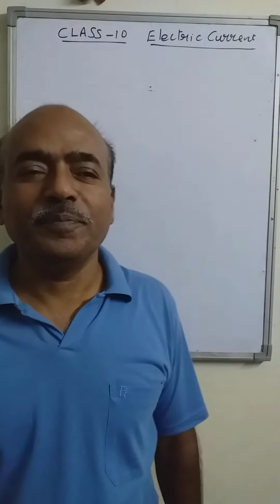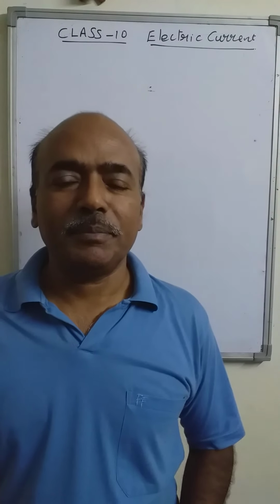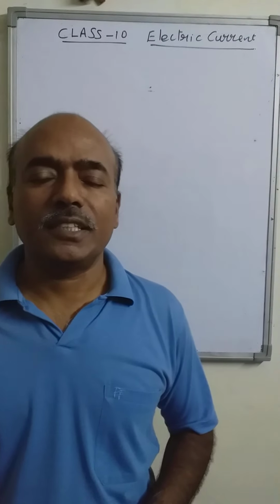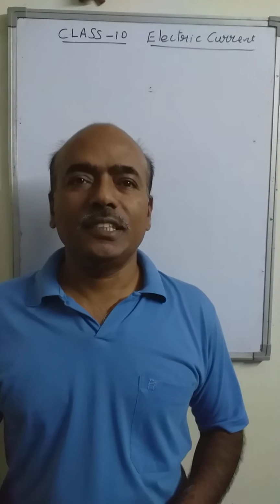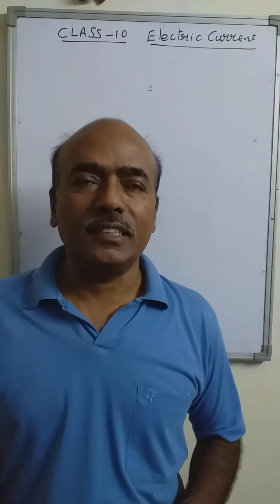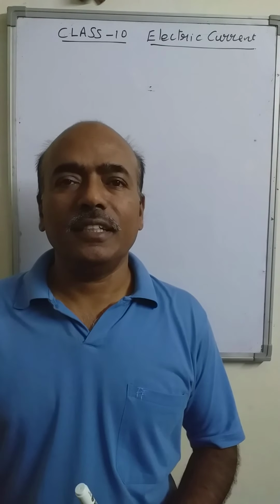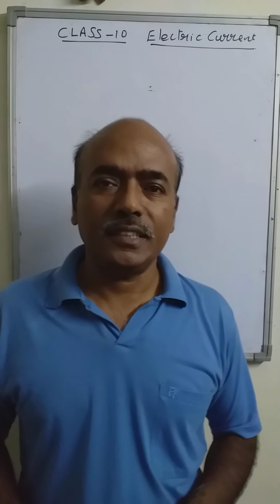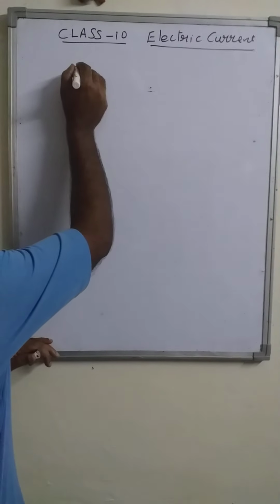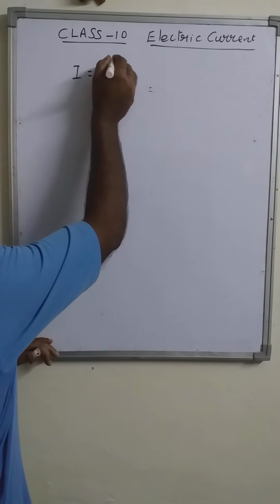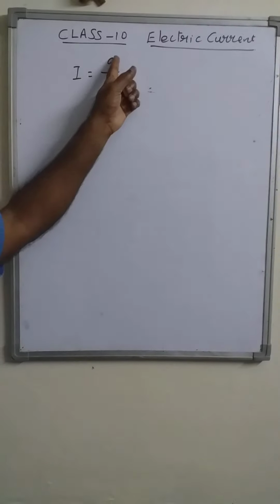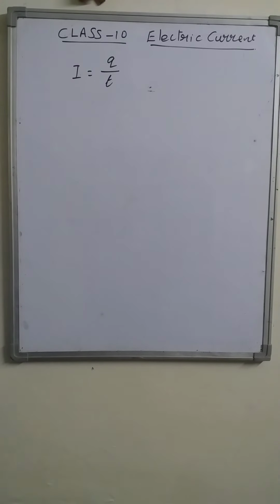Good morning once again. Let us continue the chapter electric current, in which in the last session we were discussing the electric current. It is the amount of charge that flows through a conductor through any area of cross section per unit time. That is electric current. And we obtained the formula also, I equals Q upon T. That is the amount of charge that flows through any area of cross section of a conductor per unit time.